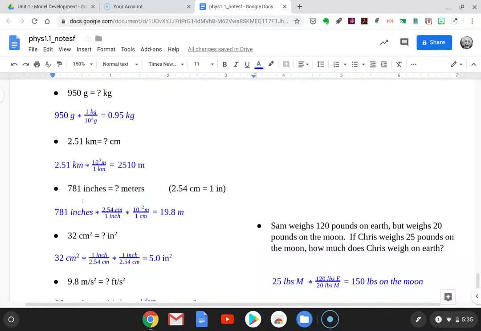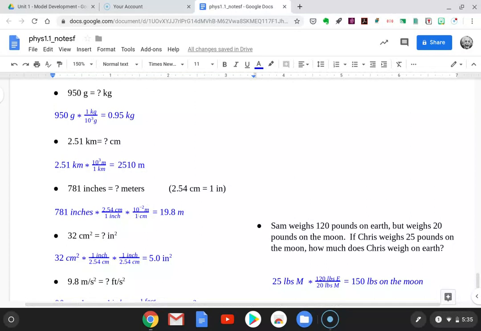781 inches is equal to how many meters? So 781 inches times, I know that 1 inch is 2.54 centimeters. Again, that's a really good one to memorize if you don't have that one down yet. I'm in centimeters now, so I can go from centimeters to meters.